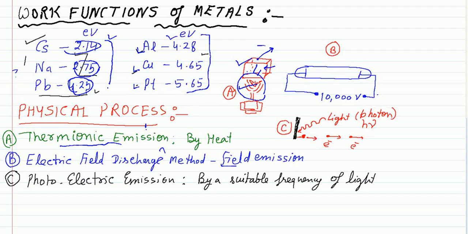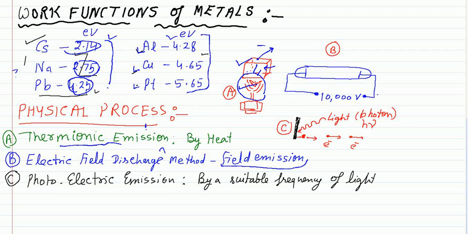Number two is the field emission process. What is field emission? By applying a very strong electric field of the order of 10 raised to the power 8 volts per meter to a metal, electrons can be pulled out of the metal, as in a spark plug.